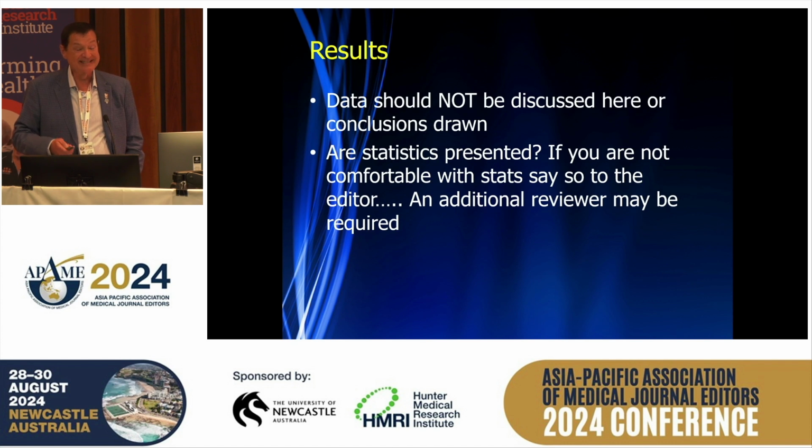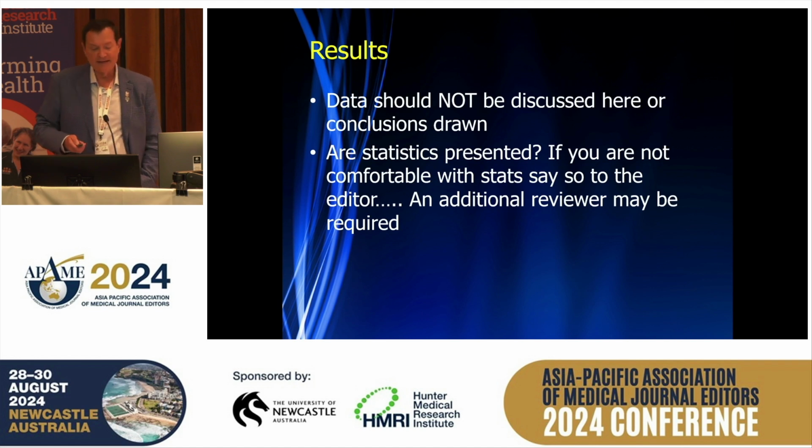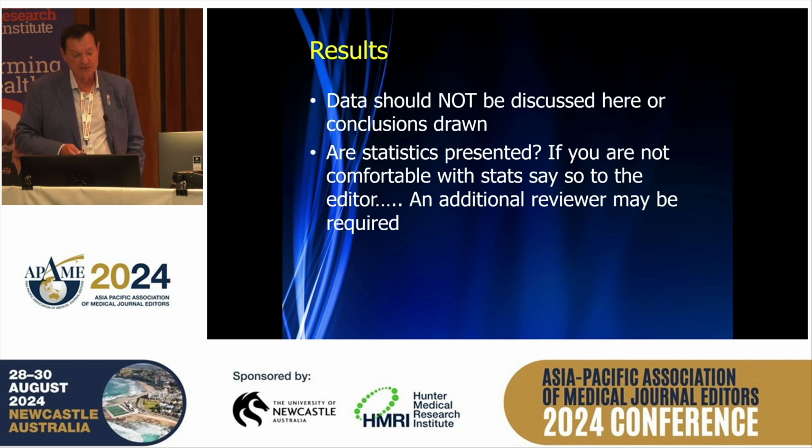And then there shouldn't be discussion of what the results mean in the results section. That's what the discussion section is for. Sometimes people in their enthusiasm will be tempted to do that, and reviewers should point out that it be moved to a different portion of the paper. Are the statistics presented? Are they clear? Again, you may require a separate reviewer for that if you're not a statistics expert, and that's okay.